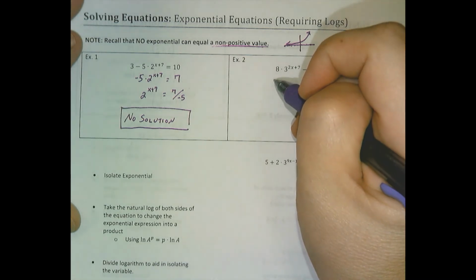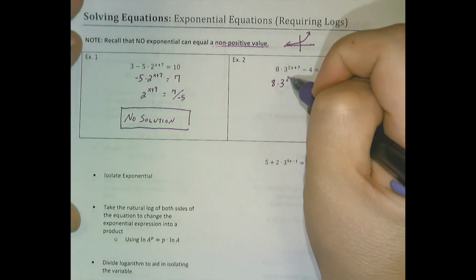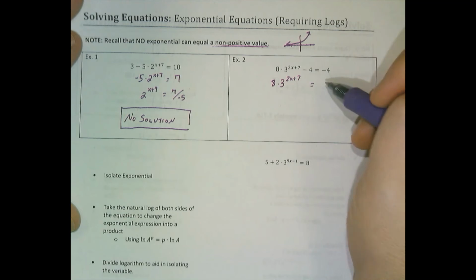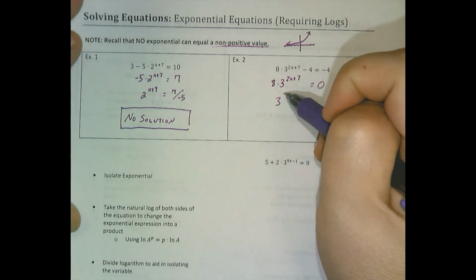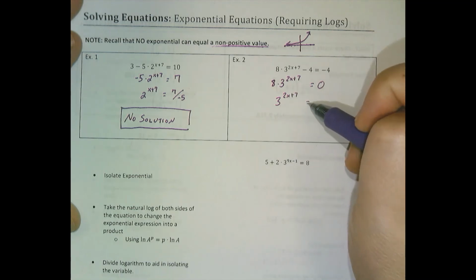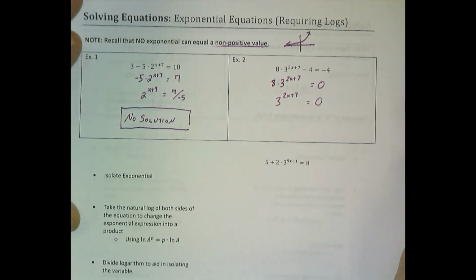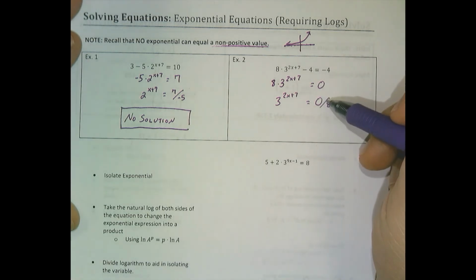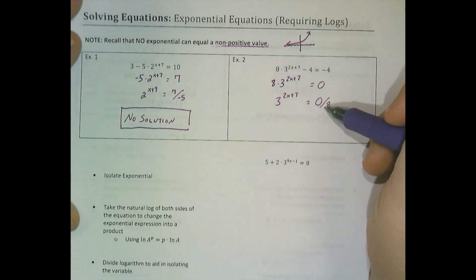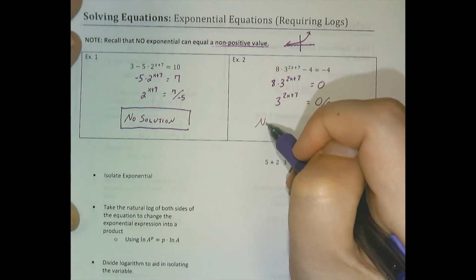Okay. Add 4 to both sides and we get 0. Divide both sides by 8. 0 divided by 8 is 0. I'll just go ahead and put 0 divided by 8. And this is a non-positive value, and our exponential should never equal 0. So again, we get no solution.